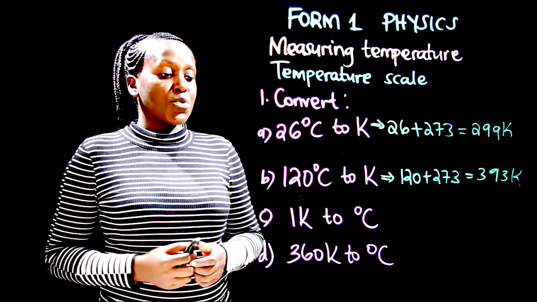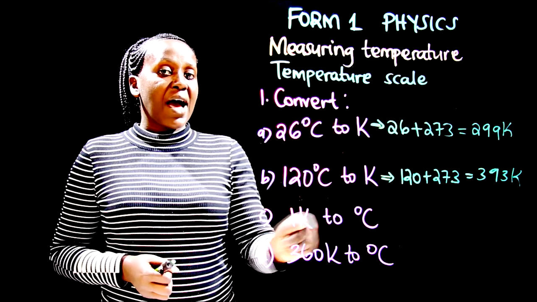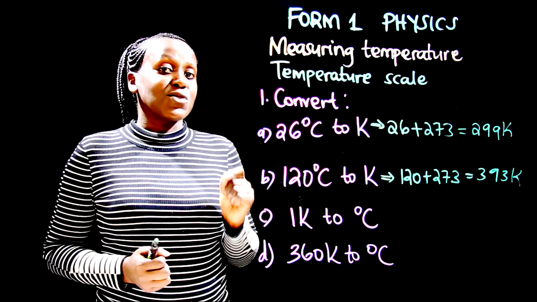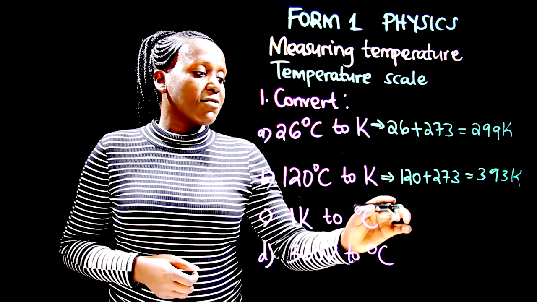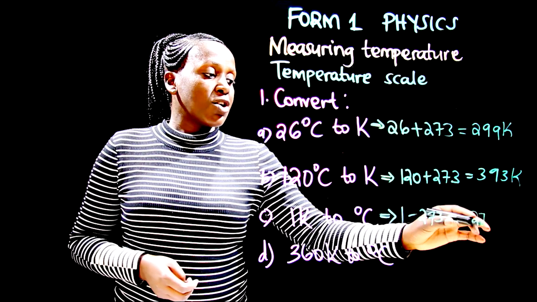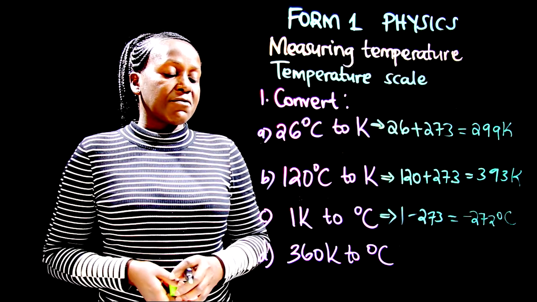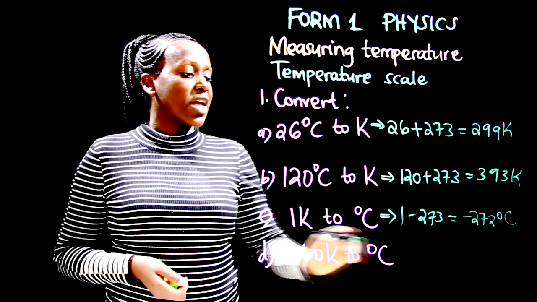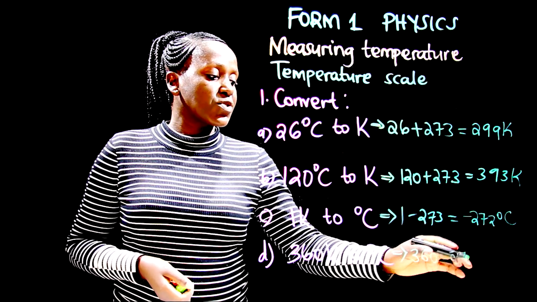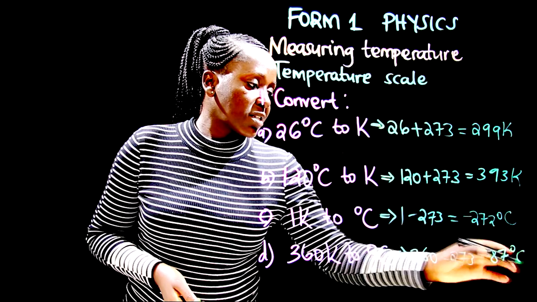Now the opposite is true when it comes to converting from Kelvin to degrees Celsius. You're converting from a higher letter to a lower letter, so you have to downgrade, you have to subtract. So here we will have 1 minus 273, which is equal to negative 272 degrees Celsius. Then 360 Kelvin to degrees Celsius will be equal to 360 minus 273, which is equal to 87 degrees Celsius.